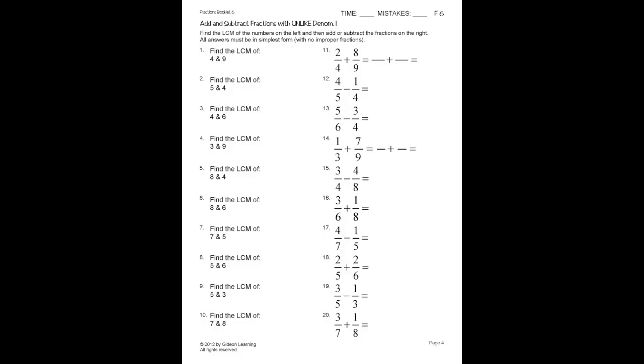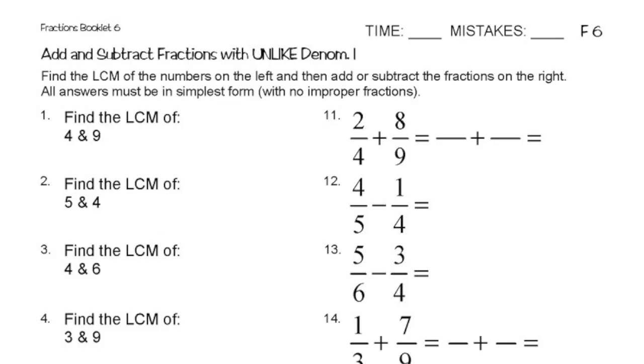Let's move on to page number 4 now. Let's go ahead and do number 1. Find the LCM of 4 and 9. The reason I'm going to find the LCM is it's going to give me my common denominator for problem 11 right over there. So 4 and 9, what number do they both go into?